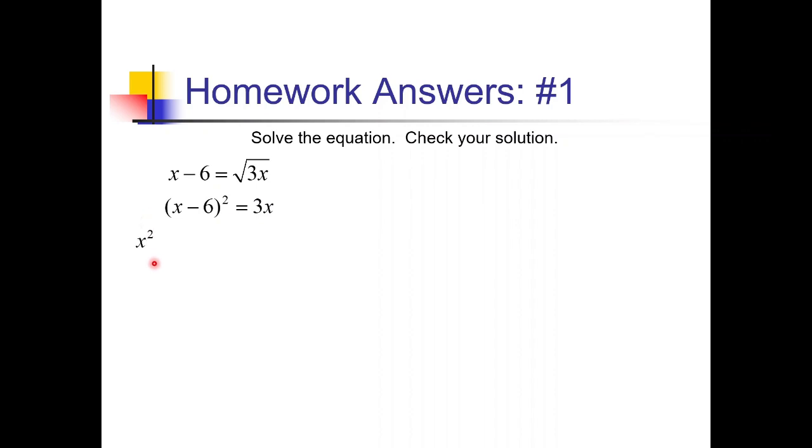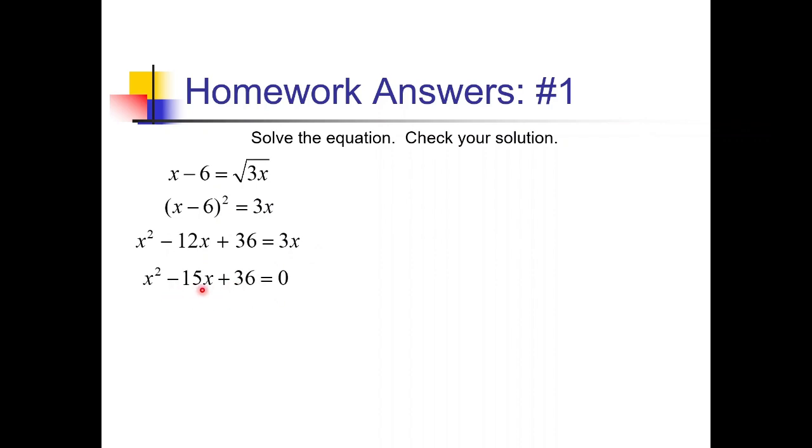So we're going to have x squared and then multiply these together and double it for the middle term. So that's going to be negative 12x. And then finally plus 36 equals 3x. And then just one little extra step. Let's subtract this 3x over to the left side to get 0 on one side. So negative 12x minus 3x is going to give us negative 15x over there.